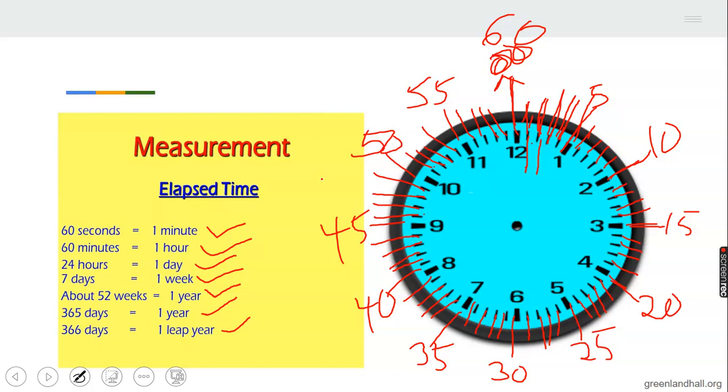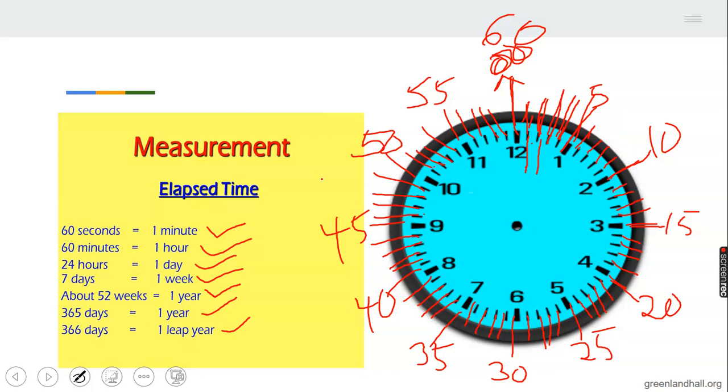The seconds and the minute hand, they count 60, though the seconds hand is very fast, faster than the minute hand. But the two of them count 60, 60, while the hour hand counts 12. It just counts 1, 2, 3, 4, 5, 6, 7, 8, 9, 10, 11, 12. Is that okay? Seconds and minutes count 60, while the hour hand counts 12.